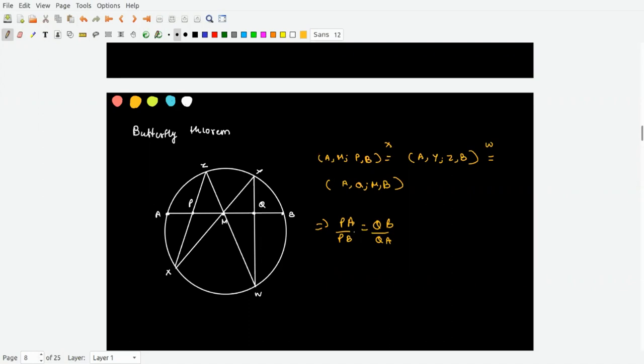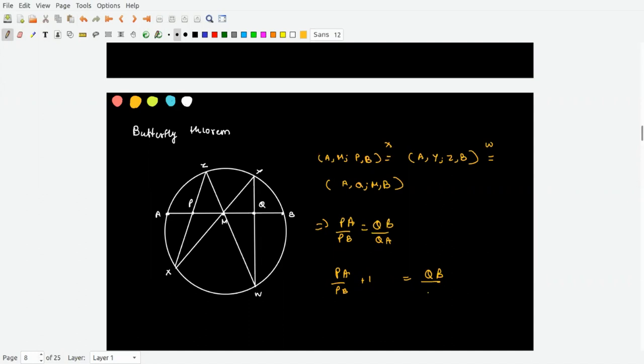Now, next what we are going to do, we at the end want to prove PM is equal to MQ. This directly doesn't say that PM is equal to QM. So, what should we do now? Any idea? Usually in these kinds of problems, like even in algebra, it's a quite famous trick in IOQ and all those areas: you add 1. So we have this PA by PB is equal to QB by QA. You add 1 to both sides.